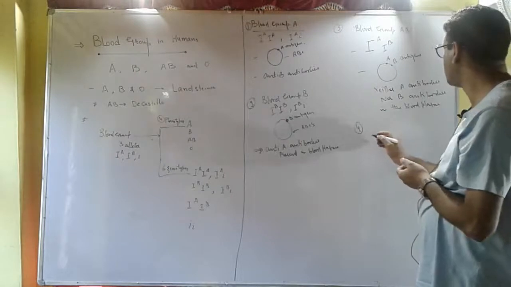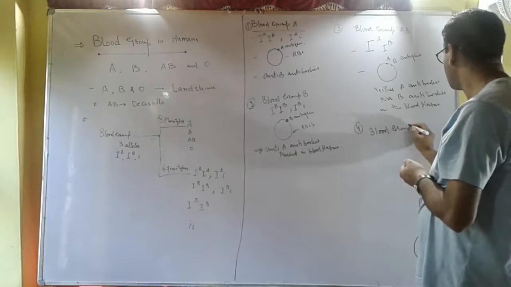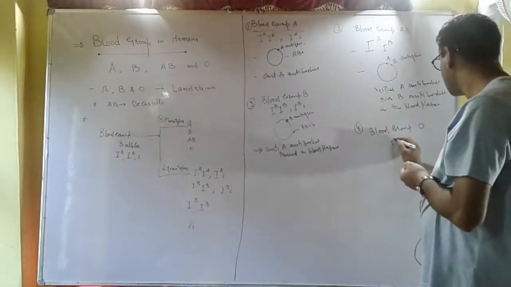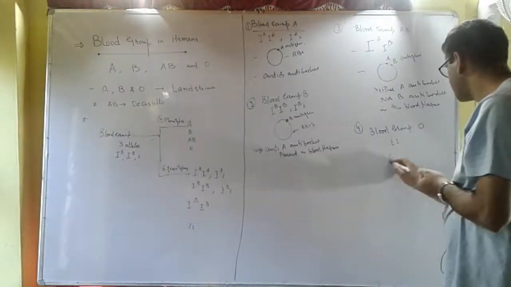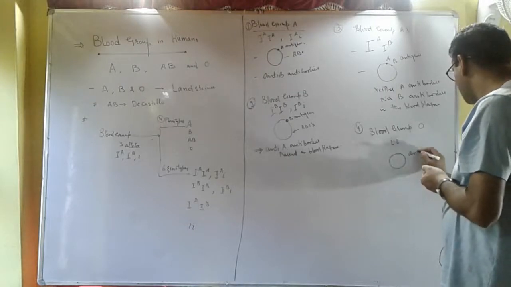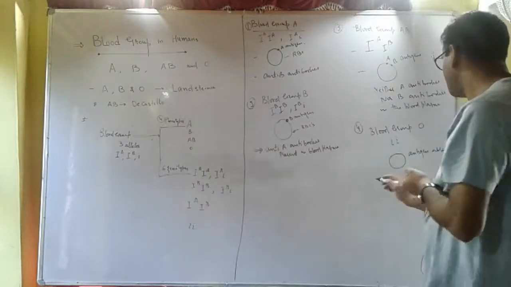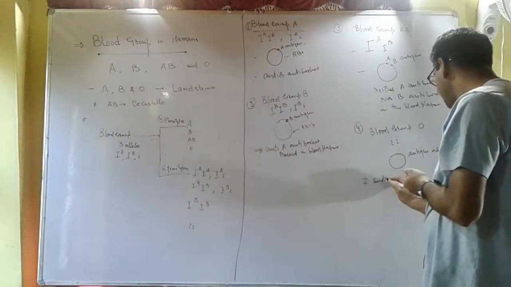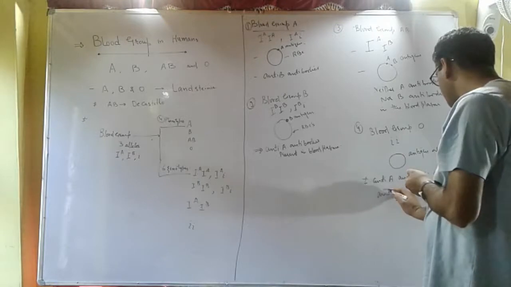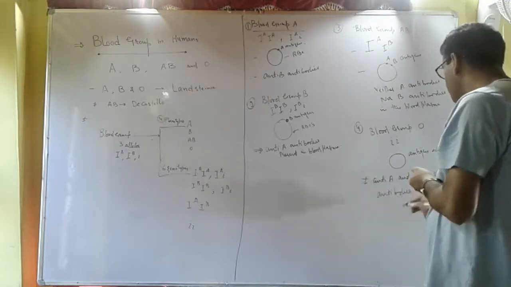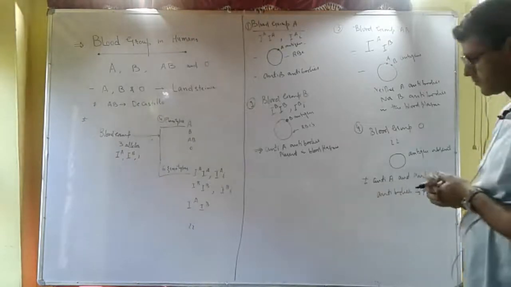Then we have the fourth blood group, blood group O. The genotype is small i small i. That means small i means no antigen on the surface of RBCs; antigen is absent on the surface of RBCs. So they have anti-A and anti-B antibodies present in their blood plasma.